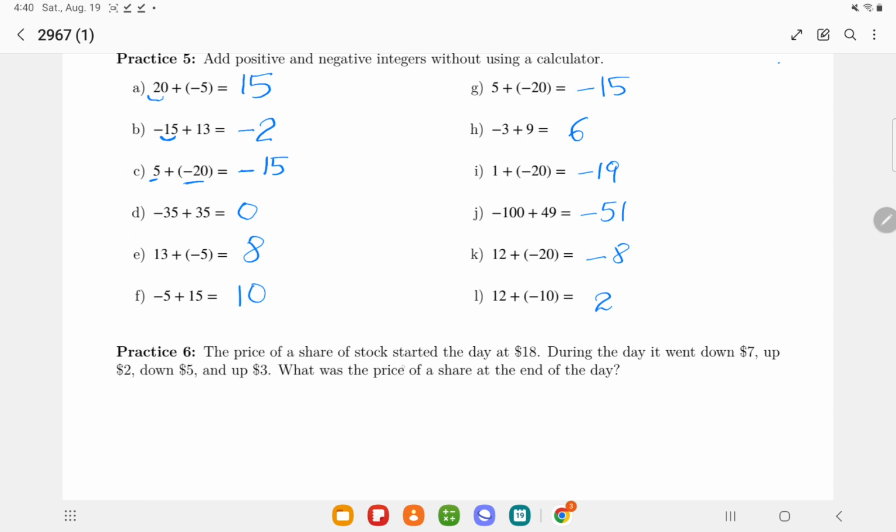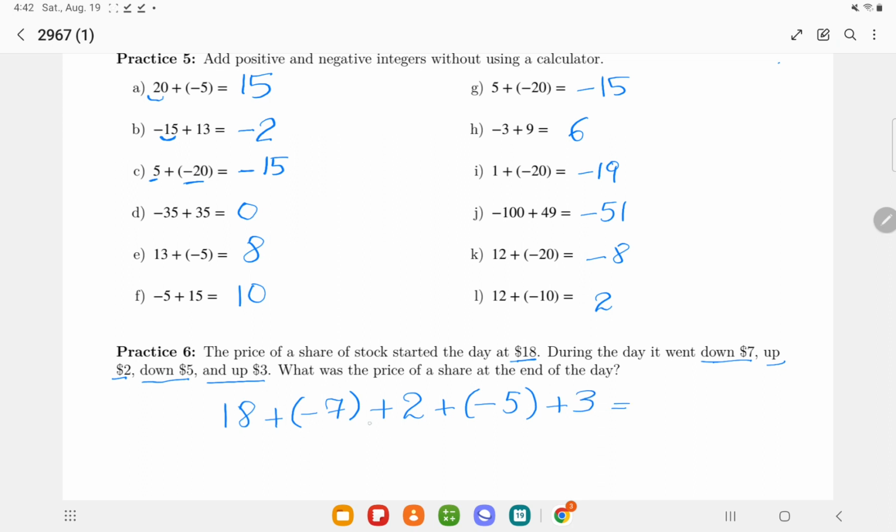The price of a share of stock started the day at $18. During the day, it went down $7, up $2, down $5, and up $3. What was the price of a share at the end of the day? Let's write an equation. We start with the price of $18. It goes down by 7, so plus -7, then it goes up by 2, plus 2. Then it goes down again, so we're adding -5, and up, so we're adding +3.